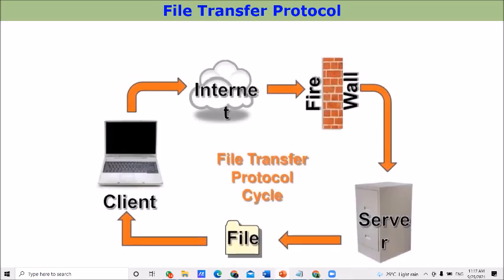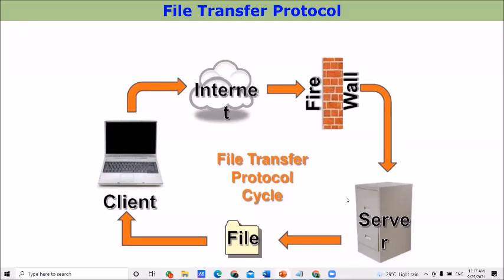Look at the diagram here. It explains the file transfer protocol cycle. Here you can identify two main stations, that means the client and the server. The client is the station that requests the resource from the internet. That means the client is the computer that sends the URL.